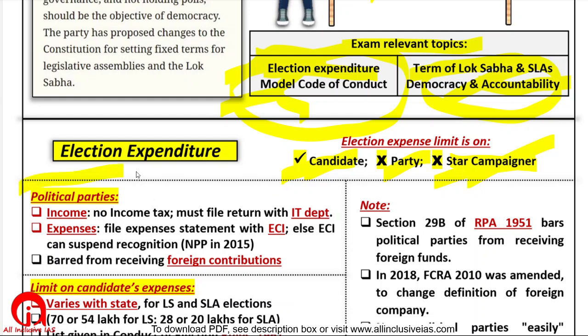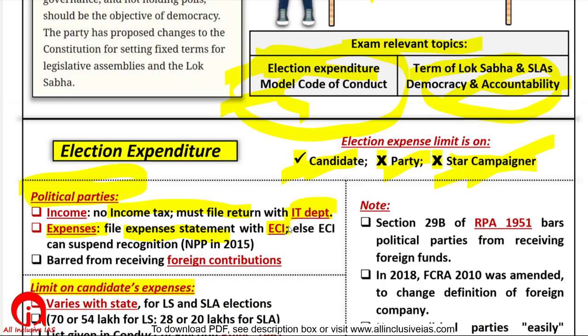The political parties need to tell the income tax department what money they have earned. How do they earn the money? What business are they in? Nothing. Political parties don't do any business. They get their money from donations. So they have to disclose their income. They have to file the income tax return with the income tax department, and about their expenses, they have to file their expense statement with the Election Commission of India.